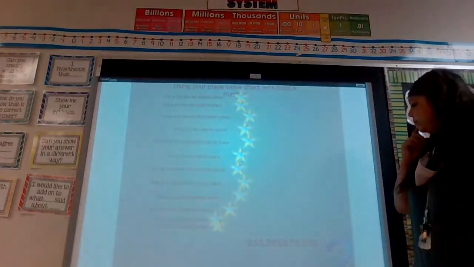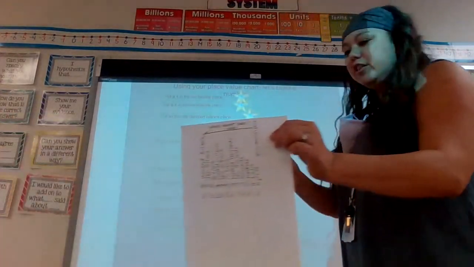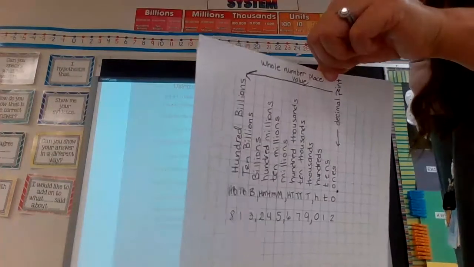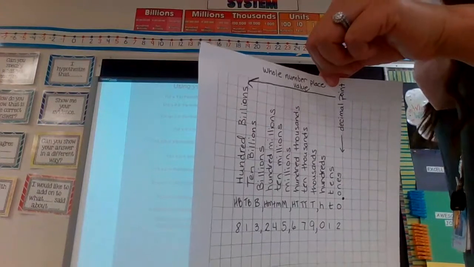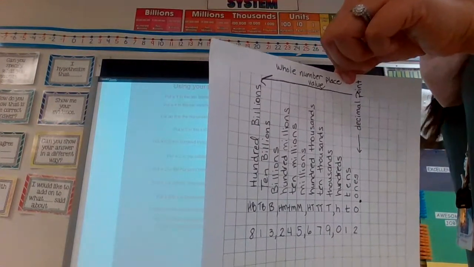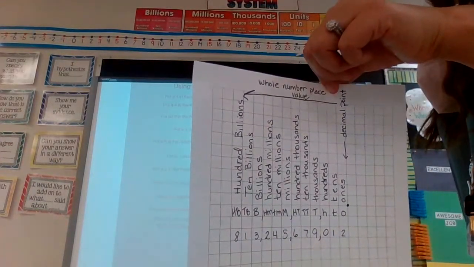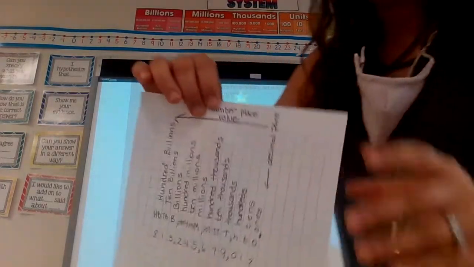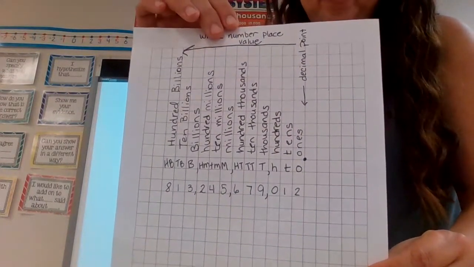There we go. Oh my gosh, this is a big, huge number. So, if you read this number, it starts out in the billions. That's the 813 in the billions house. That's what you'd start reading it. 813 billion, 245 million, 679,012. So I'm holding this up, and I hope that your number looks like this.